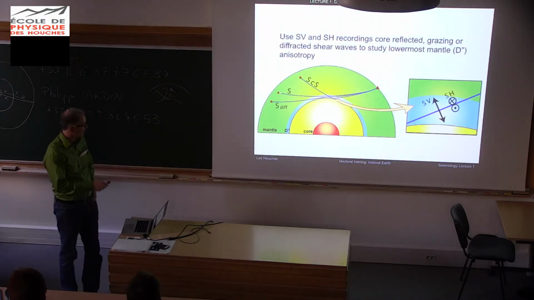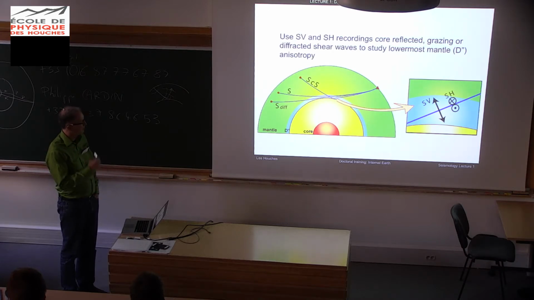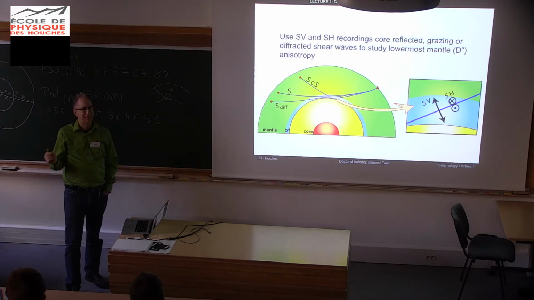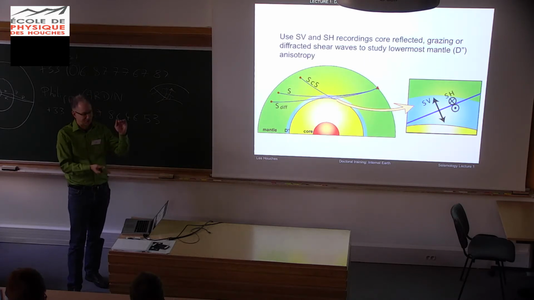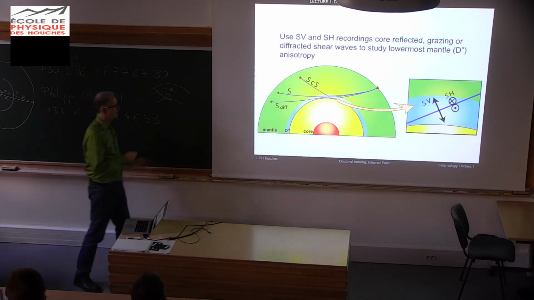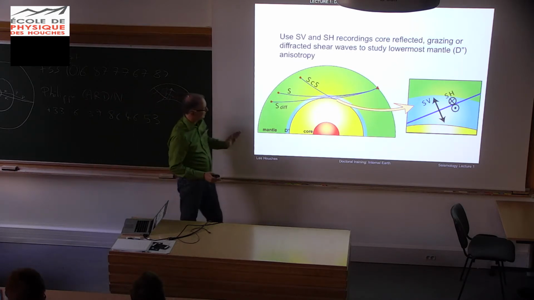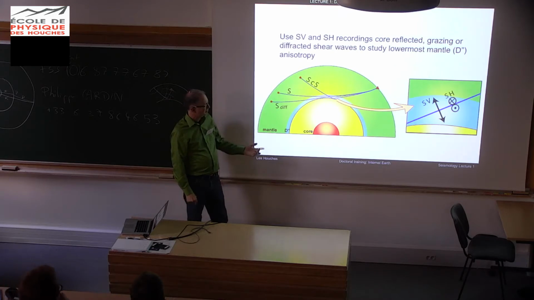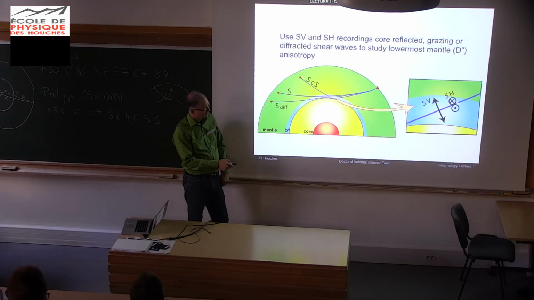Anything that travels in the D double prime, I loosely call D double prime just the bottom hundreds of kilometers of the mantle. It doesn't mean anything structurally. It's just a depth shell. Anything that goes in that lowermost mantle depth shell, and these are the 3 S waves that do. Remember, they have particle motion that is perpendicular to the ray path, and also in the horizontal direction.